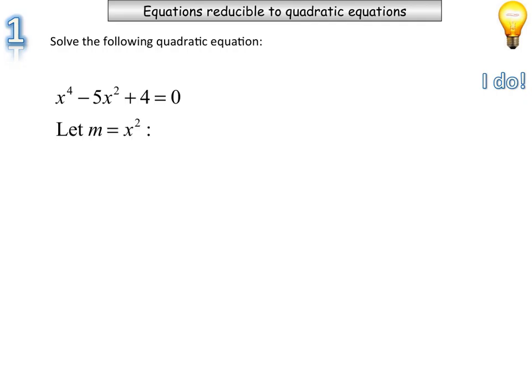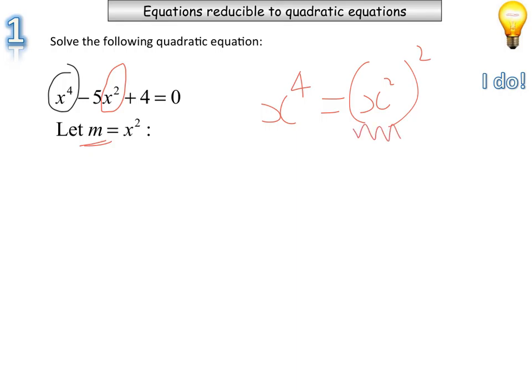Now if we substitute m for x squared, what we'll notice is this particular term, x to the power of 4, is in fact x squared, squared, and then we end up getting an x squared in there. So I'm going to replace it with a letter. I'm going to use m. You could use any substitute. So let's use m for this particular example.